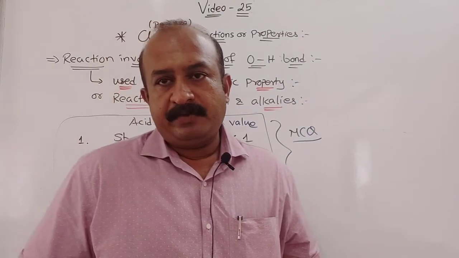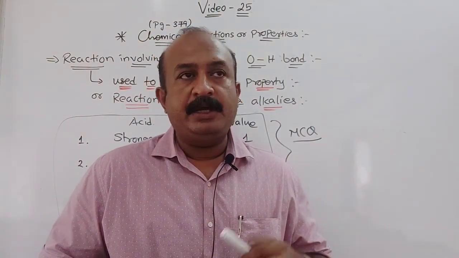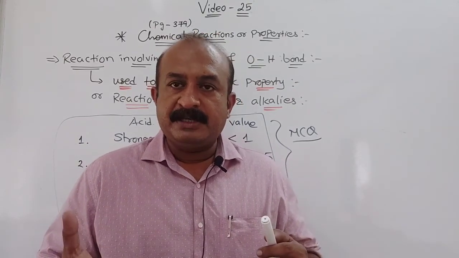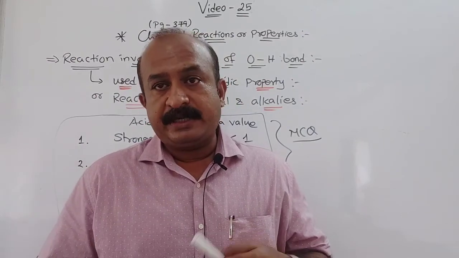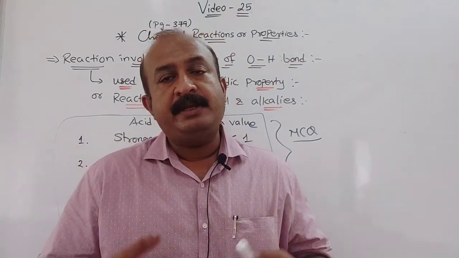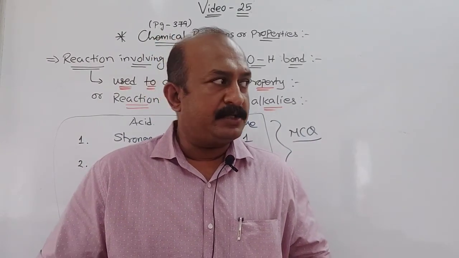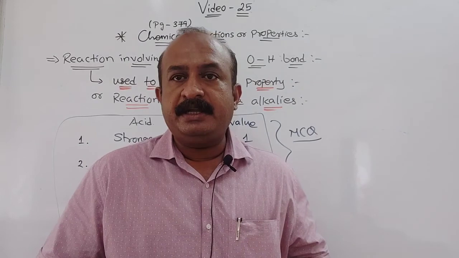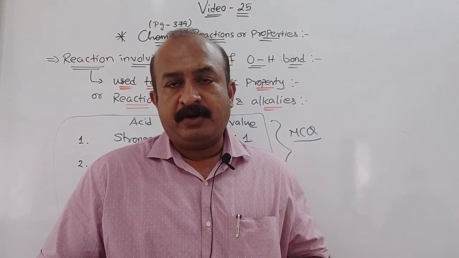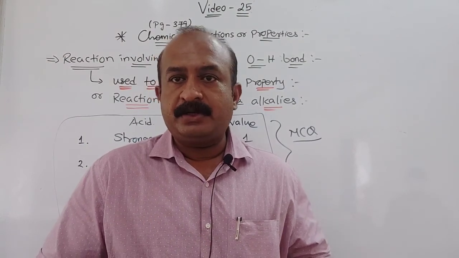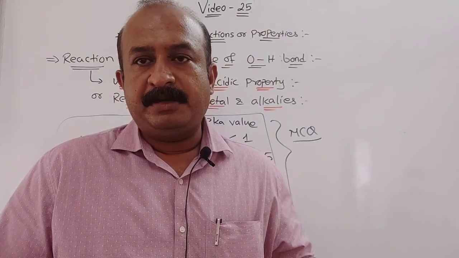Today we discussed reactions involving cleavage of the OH bond. In that we discussed that acid plus base gives salt plus water, acid plus metal gives salt plus hydrogen gas, and acid plus metal carbonate gives salt plus carbon dioxide plus water. Okay, metal carbonate or metal hydrogen carbonate. This we have already studied in lower classes. This is also used as a test to detect an acid. Understood? So go through it and we will discuss stability in the next video.